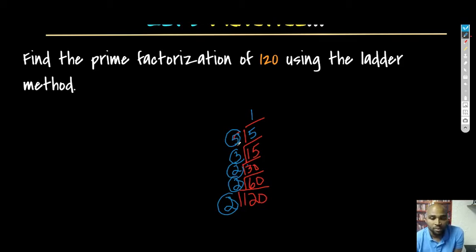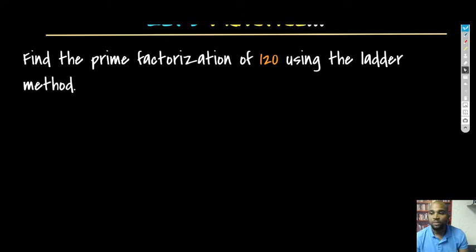Let's check if this makes sense. 5 times 3 is 15. 15 times 2 is 30. 30 times 2 is 60. 60 times 2, yep, is 120. So I can multiply all my prime numbers together and still get this. So that is how you do it.